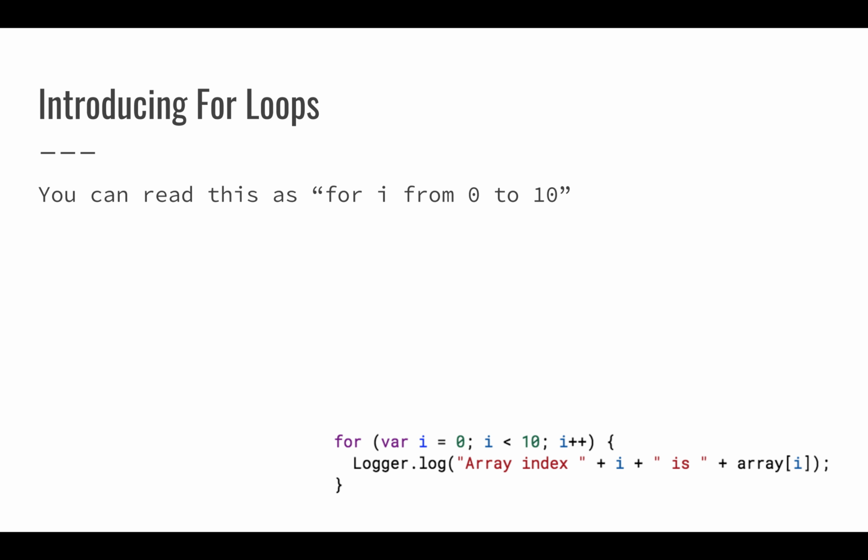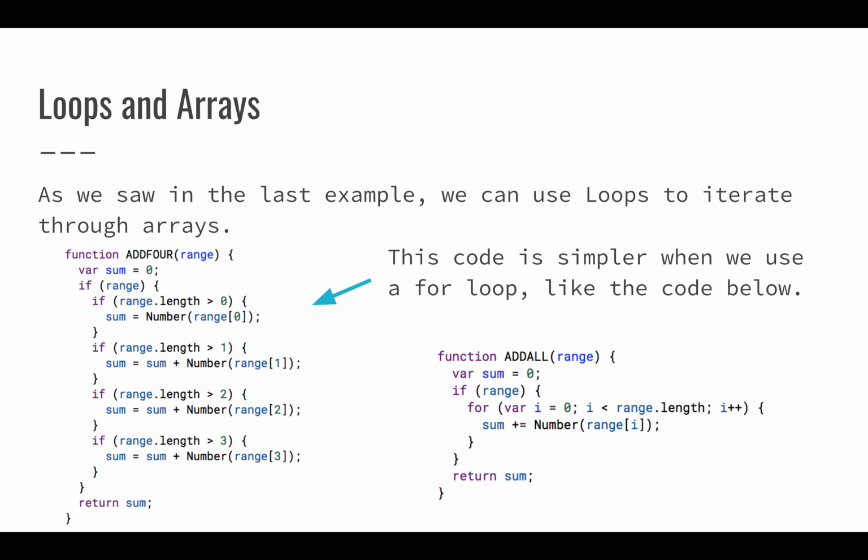And we're just going to add 1 to i each time, and what we'll end up with is array index i, so it'll be array index 0 is whatever is there, array index 1 is whatever is there, etc. In fact, if we wanted to see more than the first 10 values, we could use array.length. Instead of i less than 10, we could use i is less than array.length, which would allow us to iterate up until the end of the array.